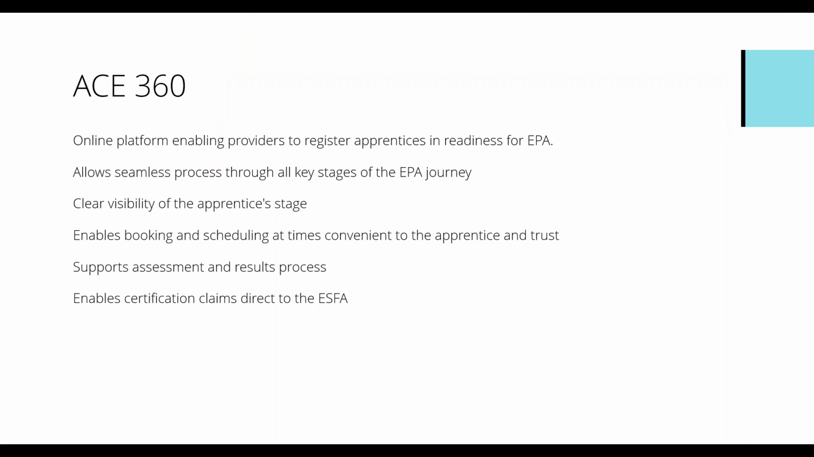Andy's covered off how ACE360 works in general with Pearson. I'm going to take you through how this is going to work from a digital perspective. ACE360 is our online platform enabling providers to register your apprentices in readiness of EPA. What it will allow for is a seamless process through all key stages of the EPA journey. So you're going to have clear visibility of the apprentice's stage. It enables booking and scheduling at times convenient to the apprentice and supports assessments and results process. And it will also enable certification claims direct with the ESFA.